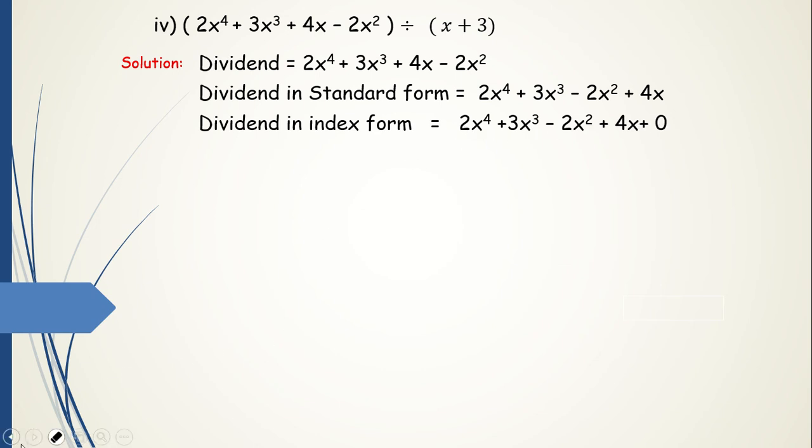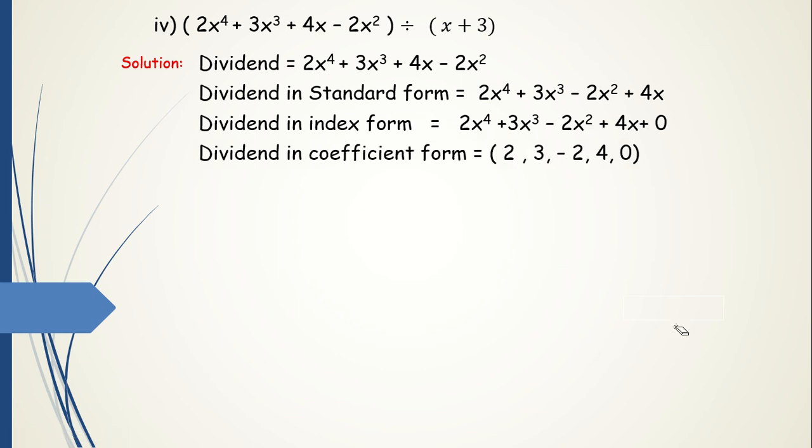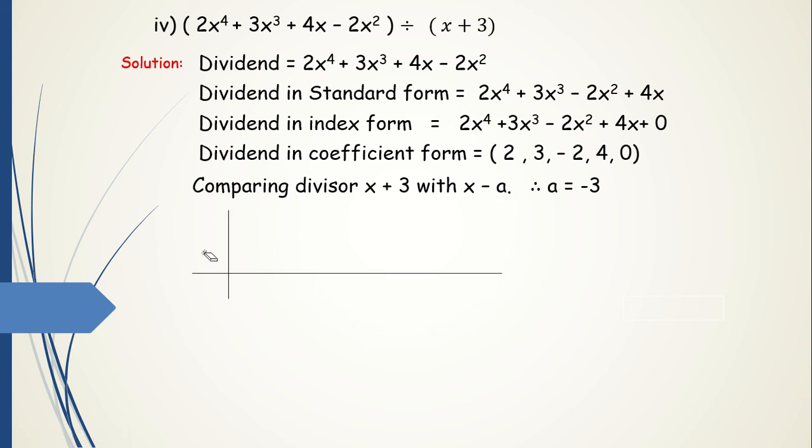Now write the coefficient form. Coefficient here is 2, coefficient here is 3, coefficient here is minus 2, coefficient here is 4 and coefficient here is 0. This is the coefficient form. Now let's divide. Comparing divisor x plus 3 with x minus a, we get a is equal to minus 3. Okay, minus 3 here we write. And 2, 3, minus 2, 4, 0. Right, minus 3 over here.